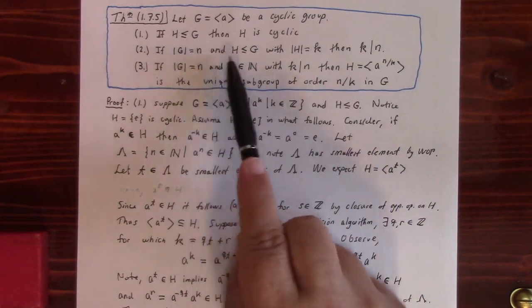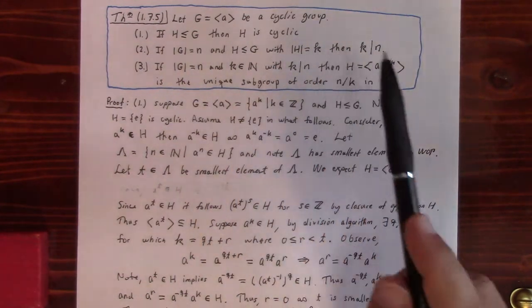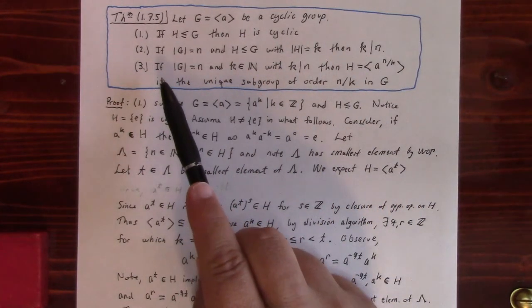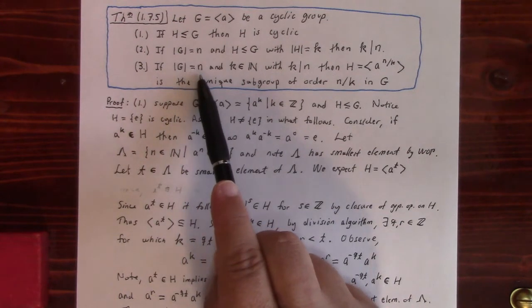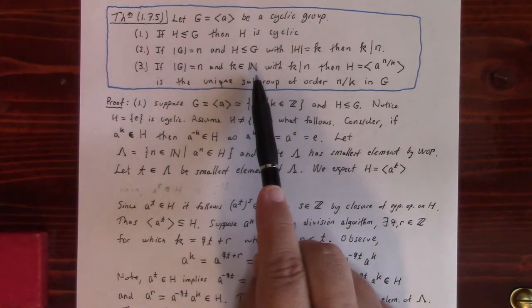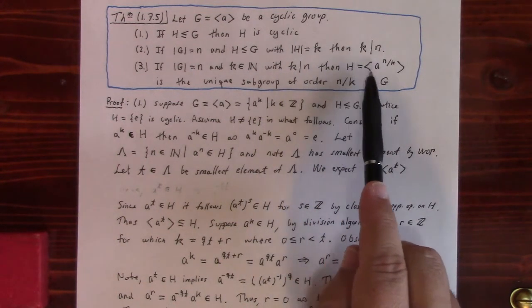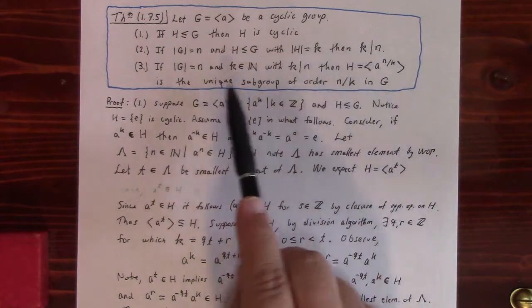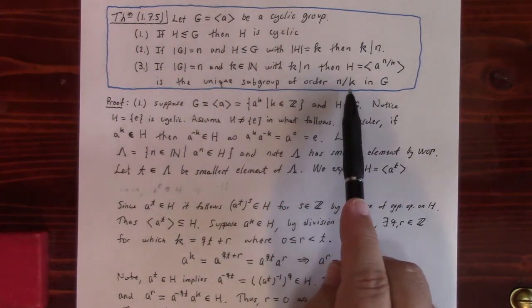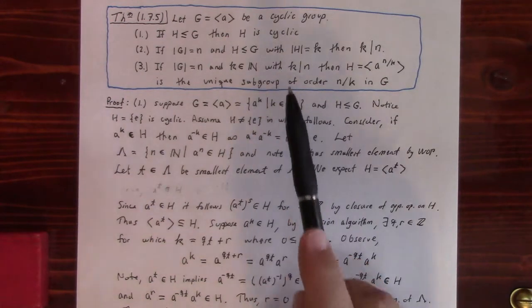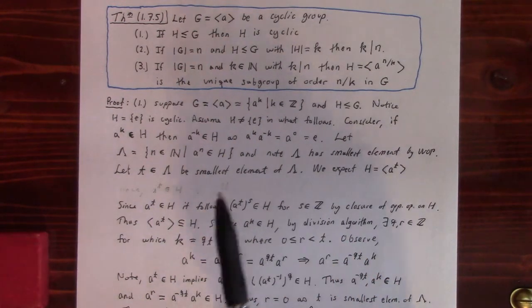Of course, you say, well, that's just Lagrange's theorem. Indeed, it is. But we actually can give a direct proof of that here. But there's a little bit more. If the order of G equals n and k is a divisor of n, then H equal to the subgroup generated by a to the n over k is the unique subgroup of order k in G. In other words, in a cyclic group, if you have a divisor, there is a subgroup, and there's just one subgroup of that order.